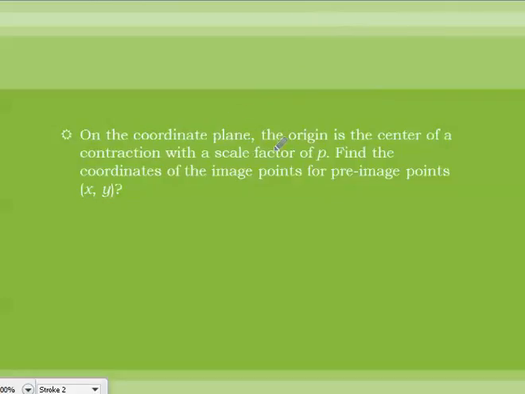Going forward. On a coordinate plane, the origin is the center of a contraction with a scale factor of p. The way you would find that, given that the pre-image points are x and y, you would multiply p times x and p times y, and your new point would be at (px, py). That's how you would get that point if you were looking for it, because you're going from the pre-image point to the image point, and you multiply the pre-image points times that scale factor.